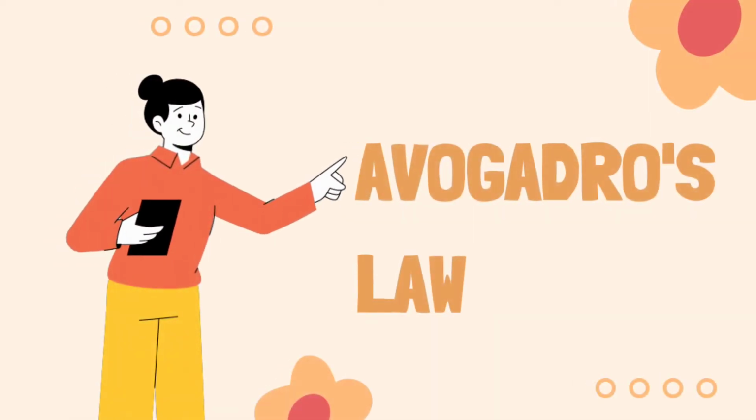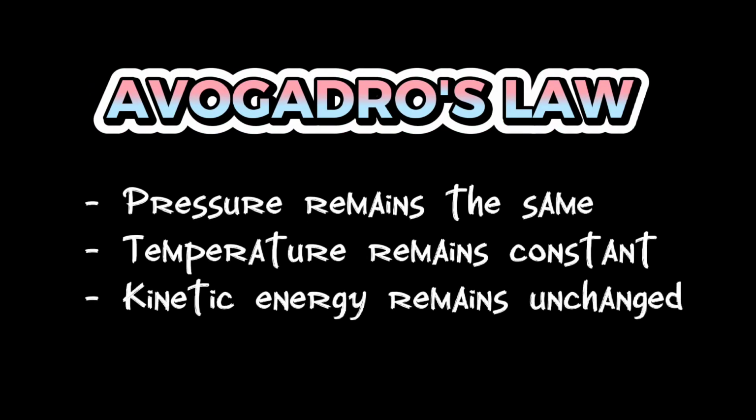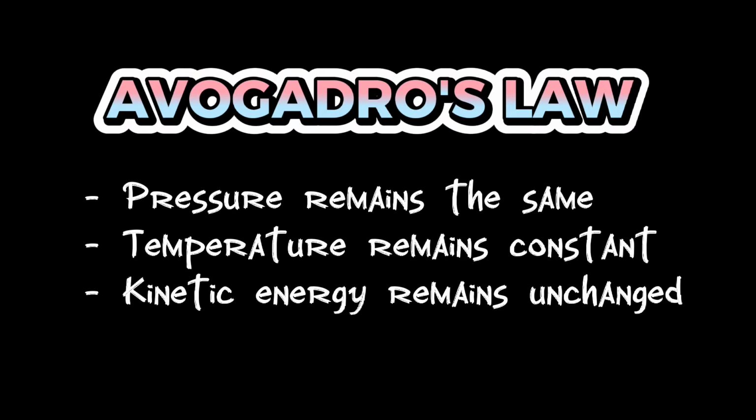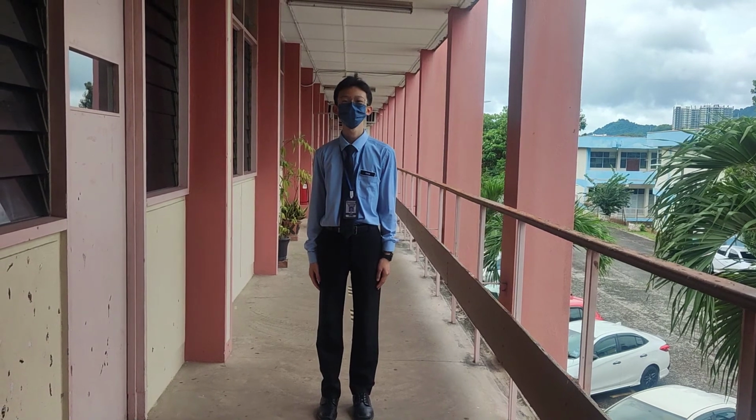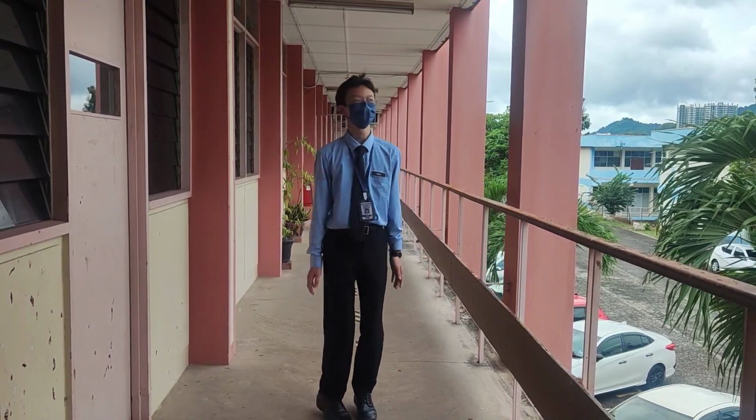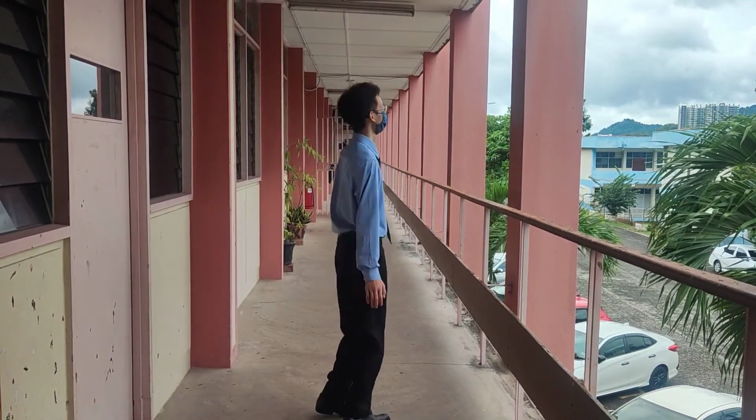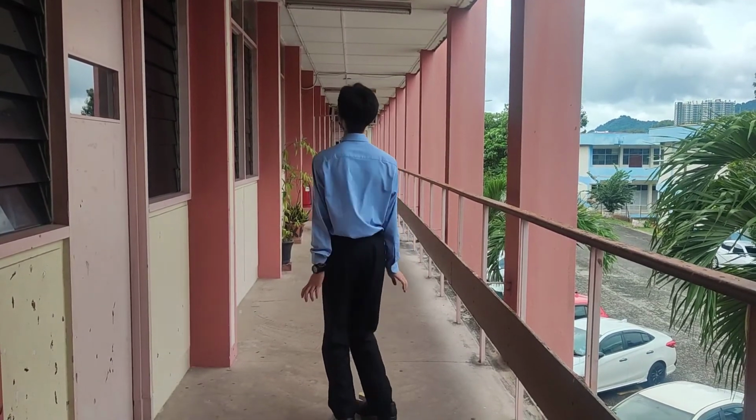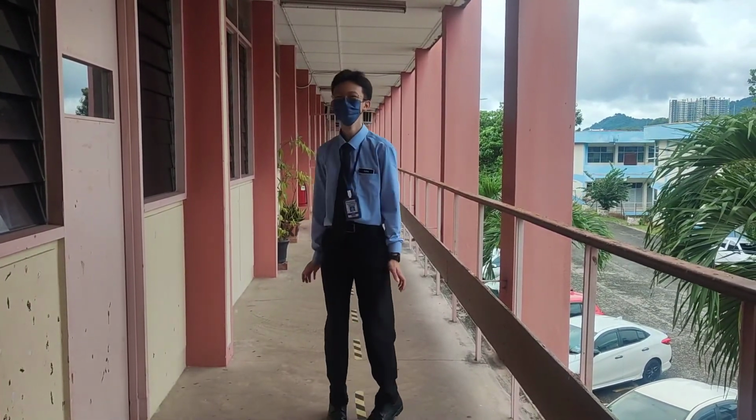Next, I will explain about Avogadro's law. In this law, the pressure and temperature of gas remain unchanged. Thus, the kinetic energy of gas will be constant. First, this scene shows that the gas particles are in a small container with 1 cm3. Thus, it has only 1 mole of gas.